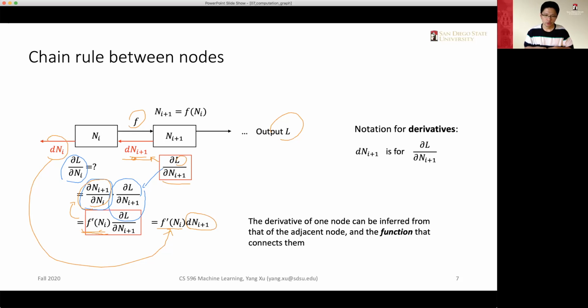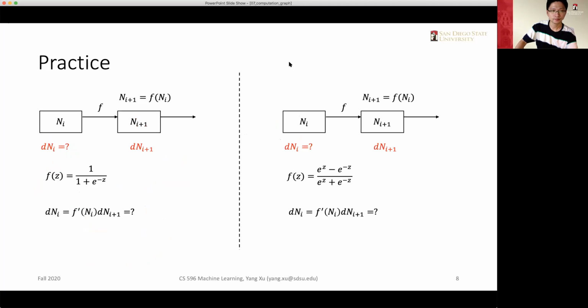Basically, this principle, the chain rule, tells us that the derivative of one node can be inferred from the derivative of the adjacent node and the function that connects the two nodes. That's something that in general applies to the computation graph. So, a bit of practice here. Let's look at the graph on the left here.